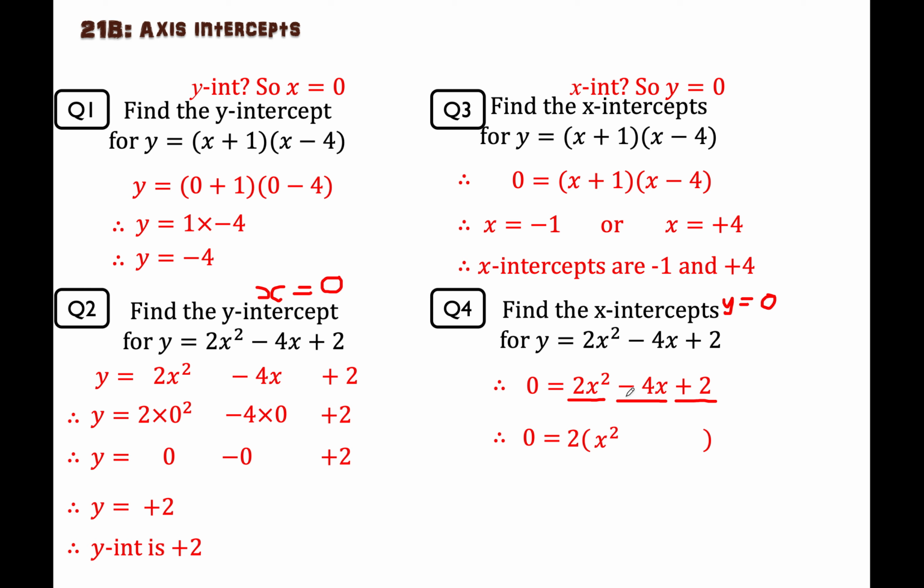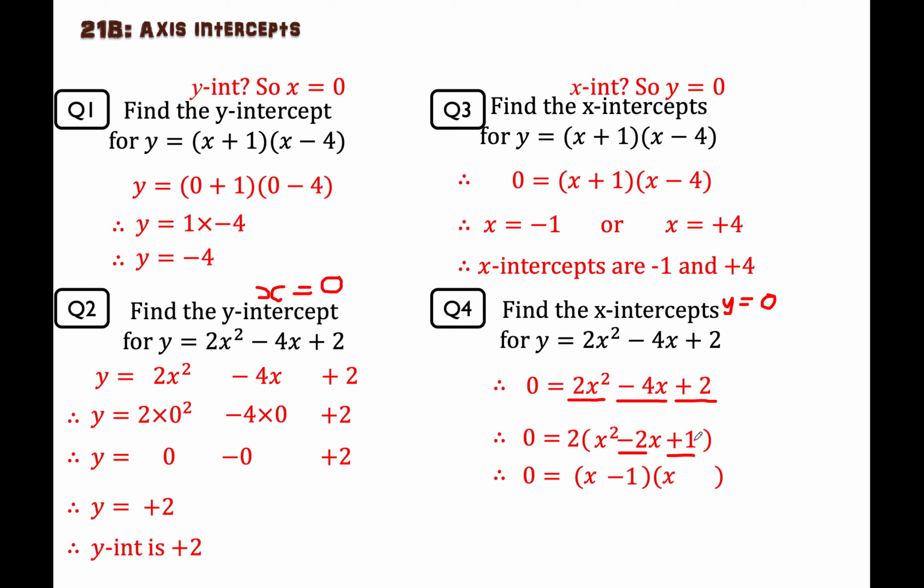And this, I'll copy the negative down, but this is going to be 2 times, well, half of 4x is 2x. And sure enough, 2 times negative 2x is negative 4x. And finally, 2 times something gives positive 2. 2 times 1. So this last term is a positive 1. Well, now that we've got a common factor out, now we can use our sum and product. Can you think of two numbers that have a sum of negative 2, but a product of positive 1?